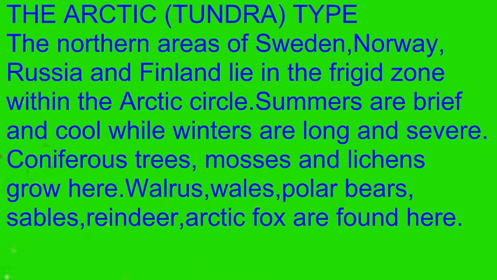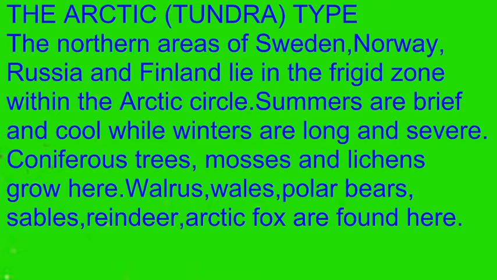The northern areas of Sweden, Norway, Russia and Finland lie in the frigid zone within the Arctic Circle. Summers are brief and cool, while winters are long and severe. So here, it's in the northernmost part of Europe. That's what we are talking about, the Arctic or the Tundra type, which is the coldest region in Europe. Winters are very cold and very long, with more than 9 months of snowfall. Summers are very short and cool.